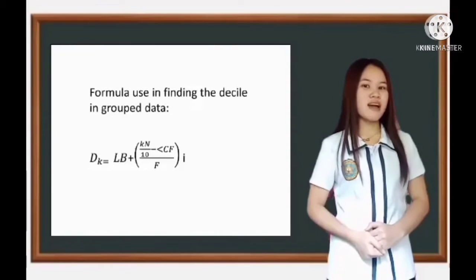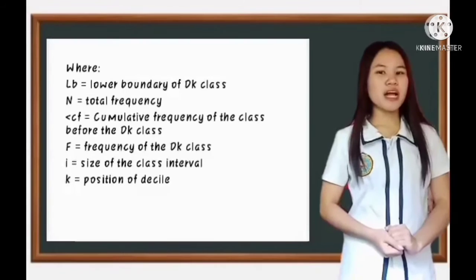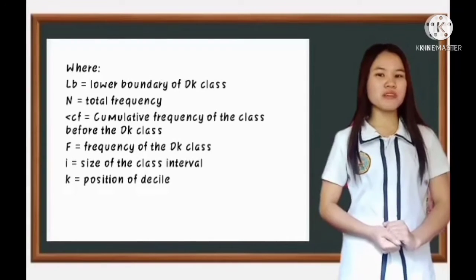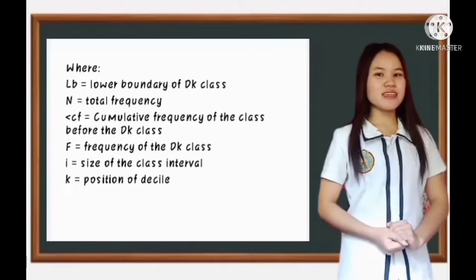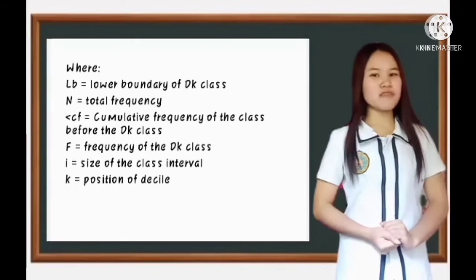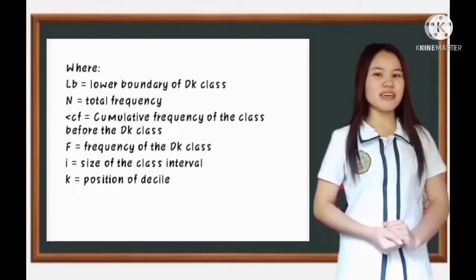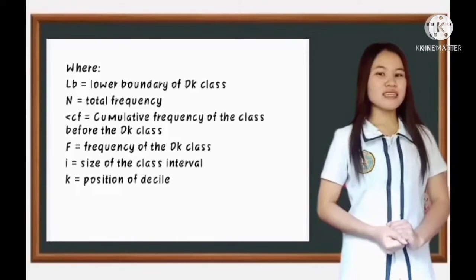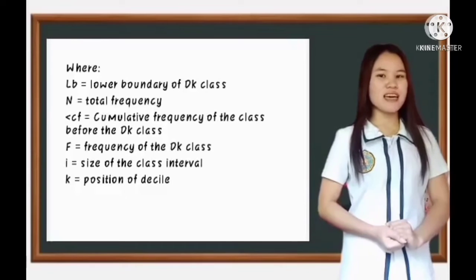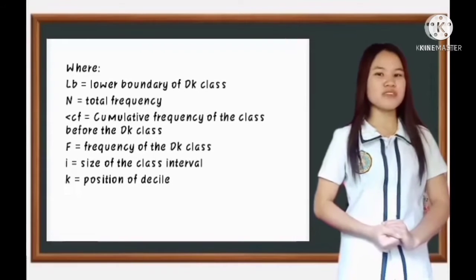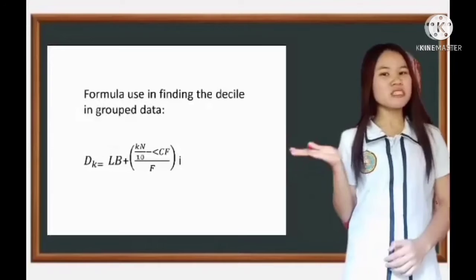Where LB stands for the lower boundary of the decile class, N is the total frequency, less than CF is the cumulative frequency of the class before the decile class, i is the size of the class interval, f is the frequency of the decile class, and k is the position of the decile. So let's apply this formula in the example.